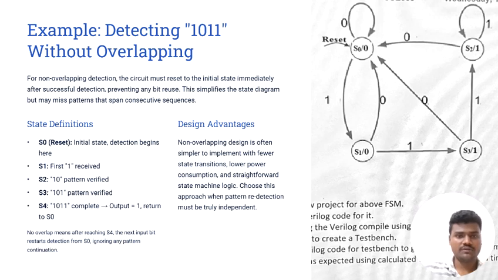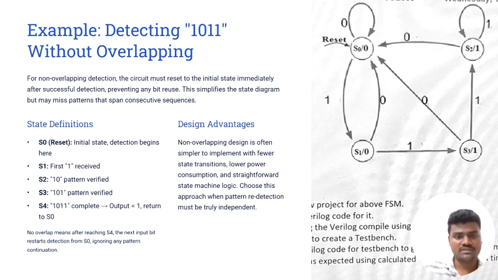Detecting 101 without overlapping. For non-overlapping detection, the circuit must be reset to the initial state immediately after successful detection, preventing any bit residue. This simplifies the state diagram but may miss patterns that span consecutive sequences.